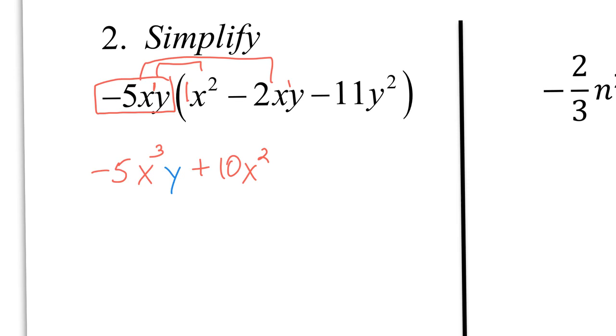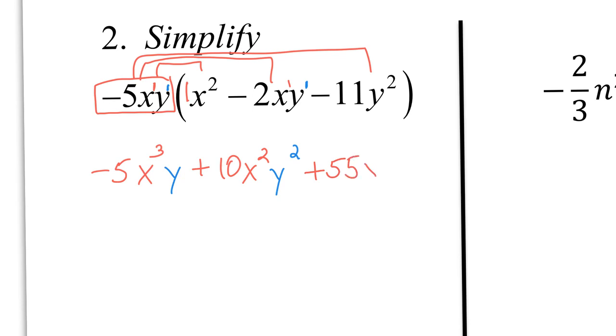So when you add the exponents, the y outside has an invisible 1 exponent, and the one inside has an invisible 1. That's going to be a y squared. Then you move on to the last one. So multiply negative 5 times the negative 11y squared. So negative 5 times negative 11, that's going to be positive 55.